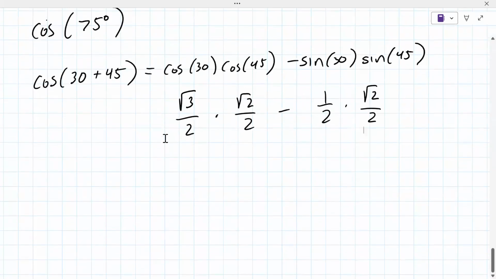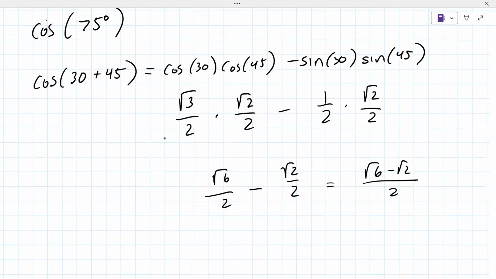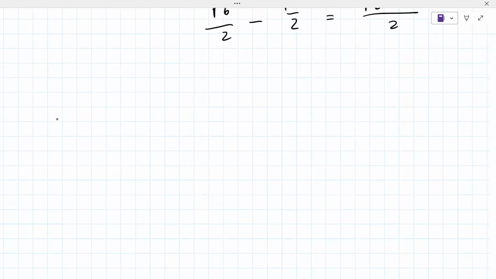And then you have to simplify this. So this is square root of 6 over 2 minus root 2 over 2. So then it'd be root 6 minus root 2 over 2, right. So sometimes you get kind of funky ones, like it might ask you for the sine of minus 15 degrees. And so you have to come up with the subtraction of two numbers that gets you to minus 15.